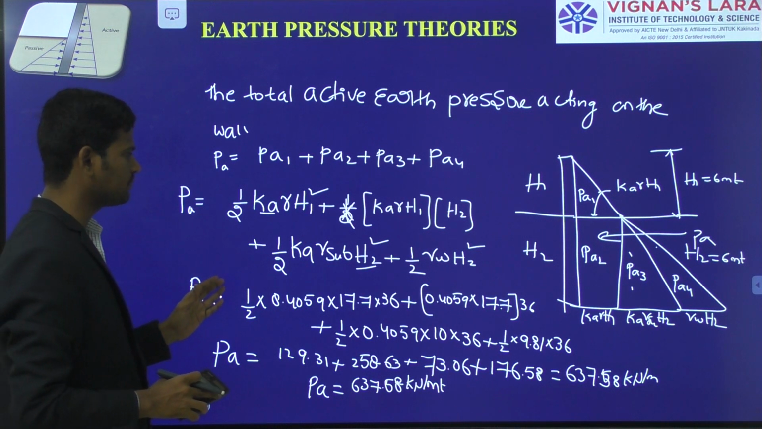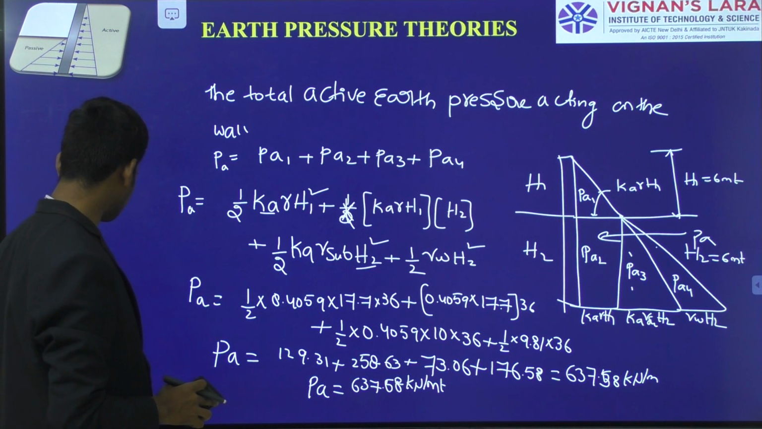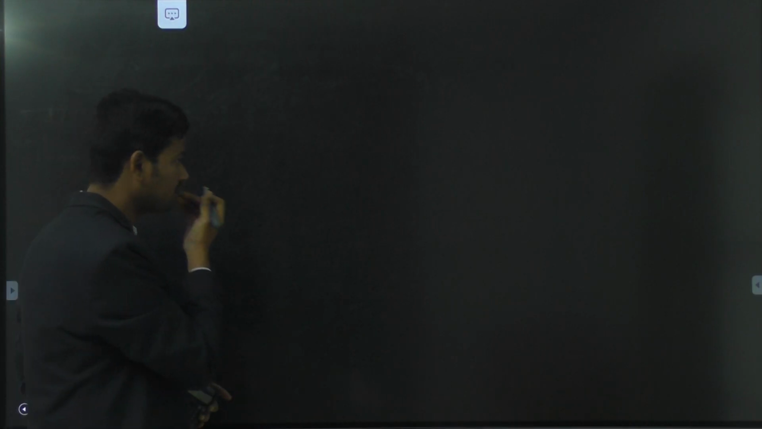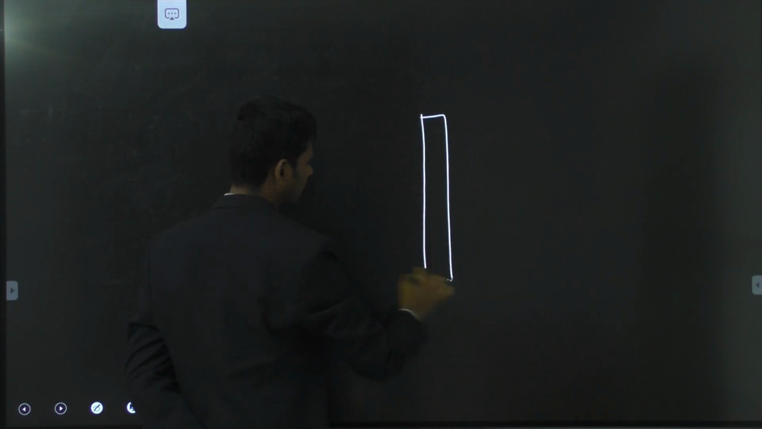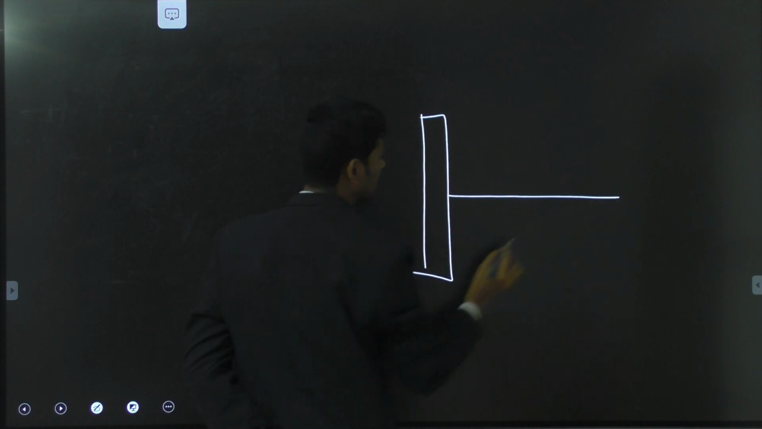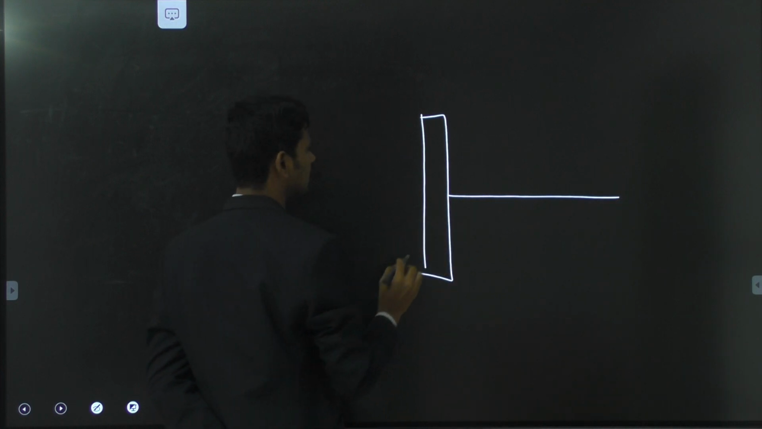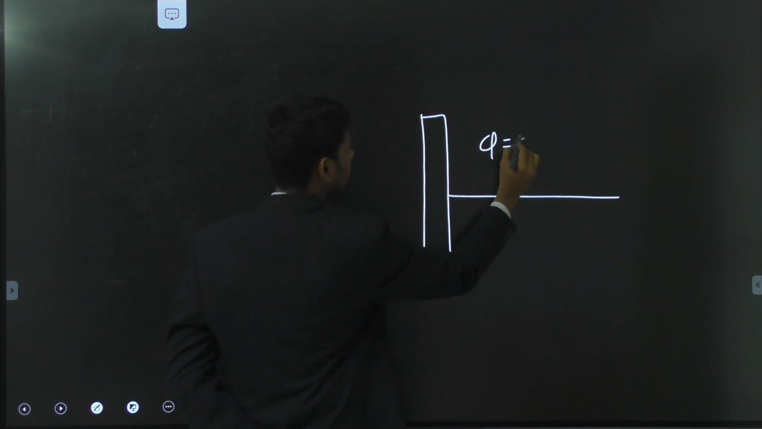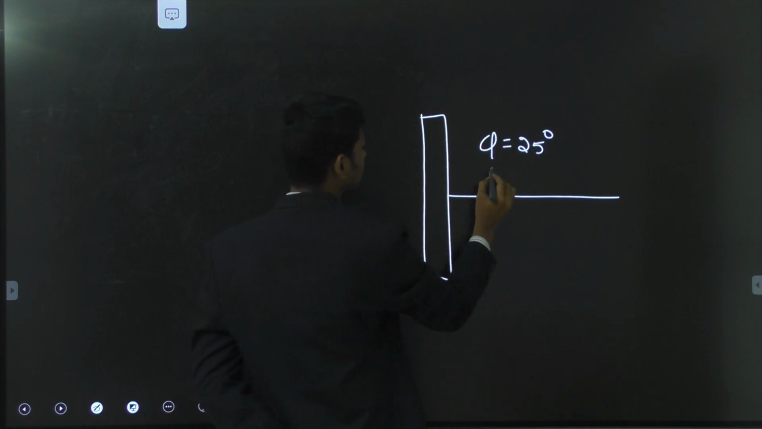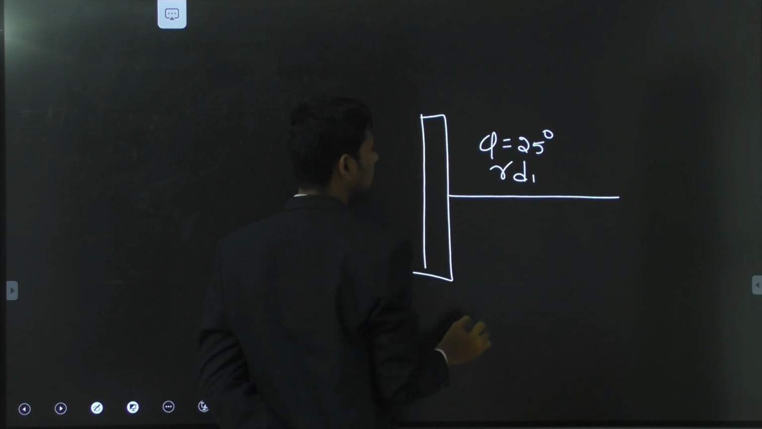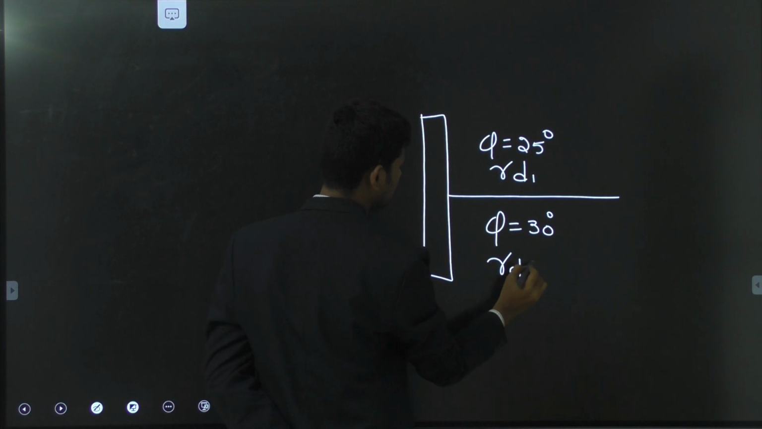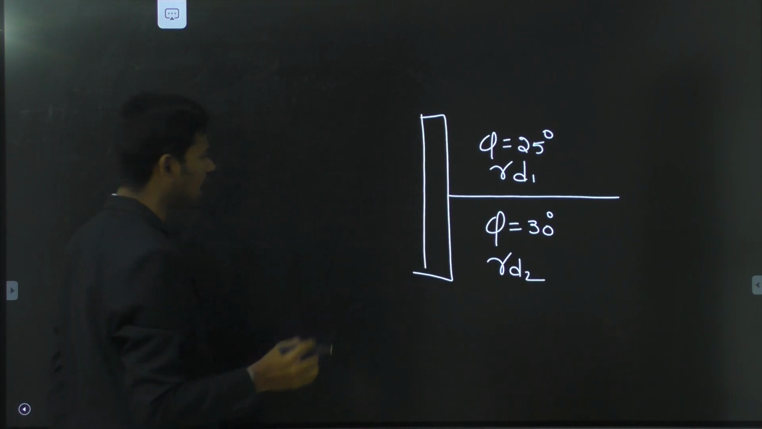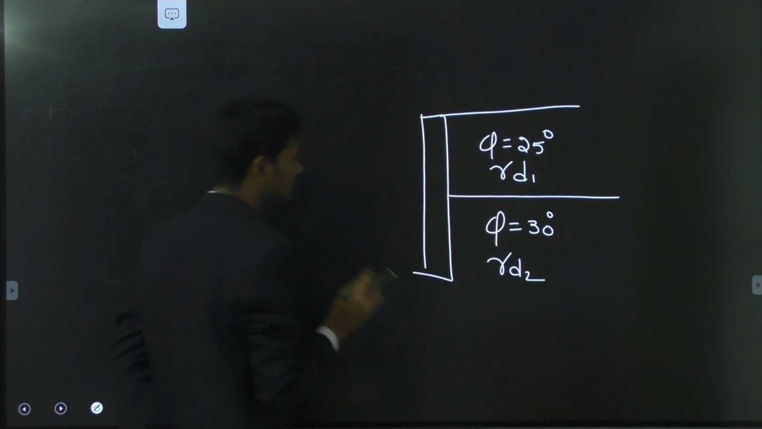Already I explained this problem. The same problem, how they can ask in our examination, I may repeat by showing one more diagram. Suppose if you see here, this is your retaining wall. For this retaining wall, this is one layer of the soil. They will give here phi equal to 25 degrees and unit weight of the soil mass as gamma d1, and again here they will give the angle of internal friction as phi equal to 30 degrees and the unit weight of the soil mass as gamma d2. They will ask for this to calculate the lateral earth pressure.